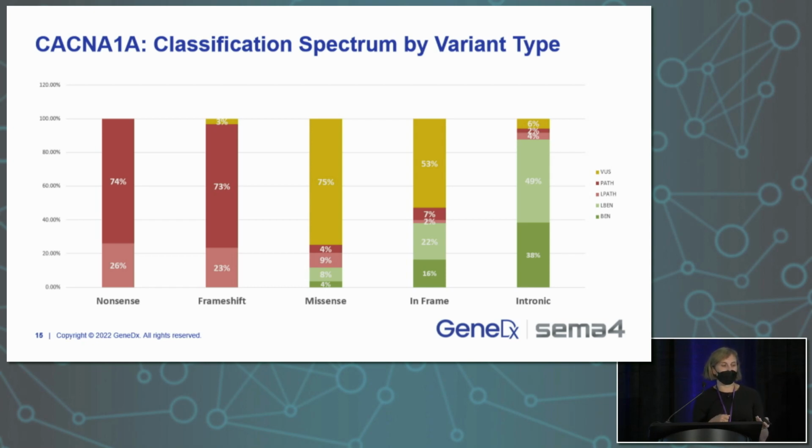And most of the time with those variant types, we do get an answer for the family in the report. It's very different with missense substitutions. About 3/4 of the missense substitutions in our database are variants of uncertain significance. About 13% are pathogenic or likely pathogenic, and 12% are classified as benign or likely benign.